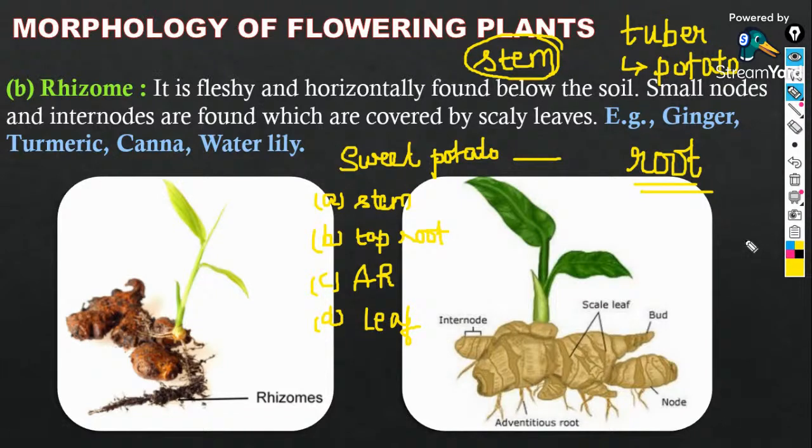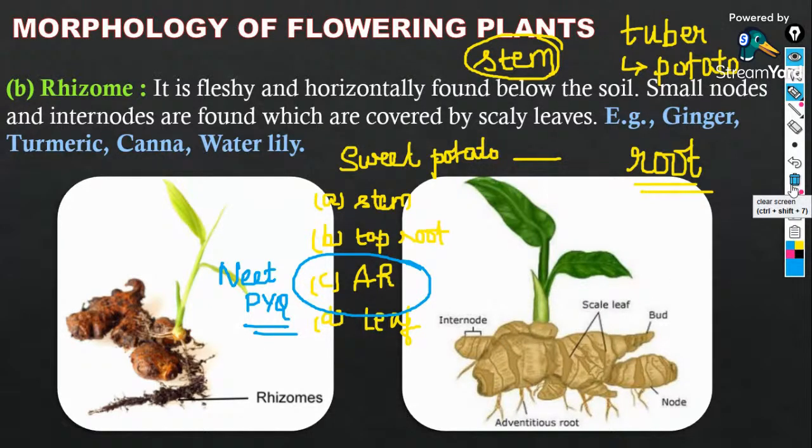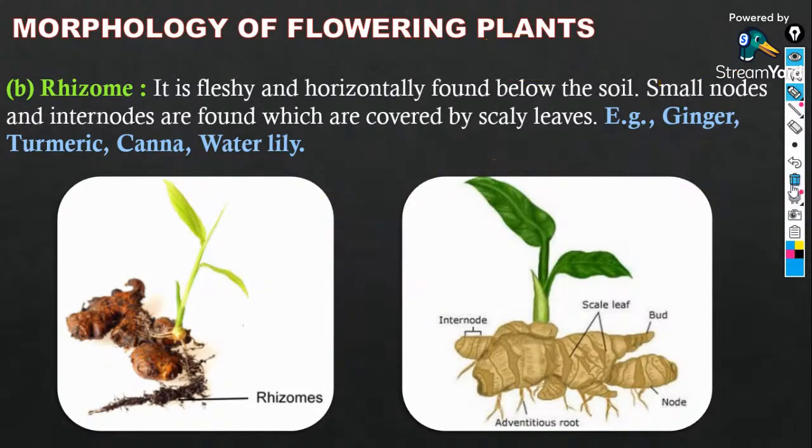I will share the image of the canna in the Telegram group. Okay, don't worry, Abhijit. So, guys, sweet potato is a root. What type of root? It is a modified adventitious root. Previous year NEET MCQ question is this. Sweet potato is a modified adventitious root. Don't forget. Very, very important question.